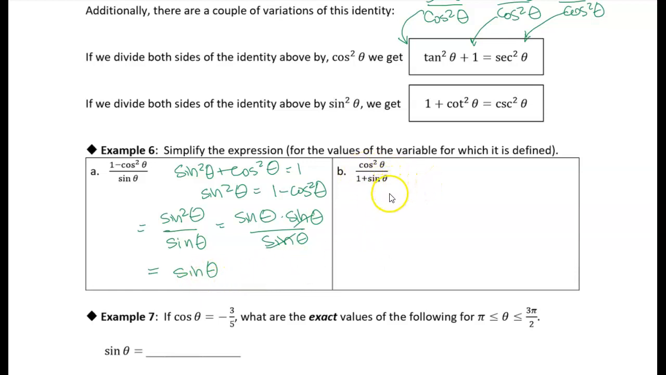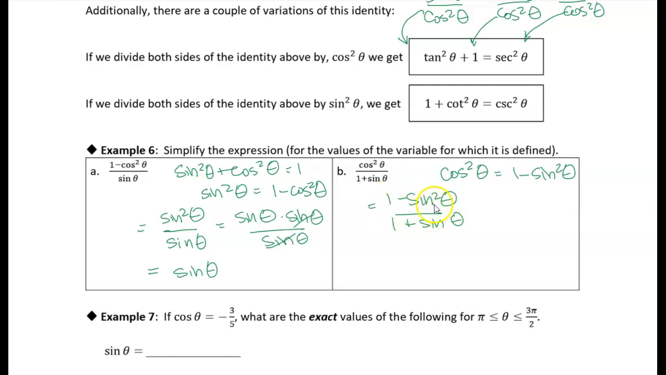All right, so let's take a look at this next one. Well, I see 1 plus sine here. Now I can also rearrange this sine squared plus cosine squared into 1 minus sine squared. So let's try that. I can rearrange this into cosine squared theta is equal to 1 minus sine squared theta. So I can replace the numerator here with 1 minus sine squared of theta. Okay, and then I have 1 plus sine of theta, just plain old sine of theta.